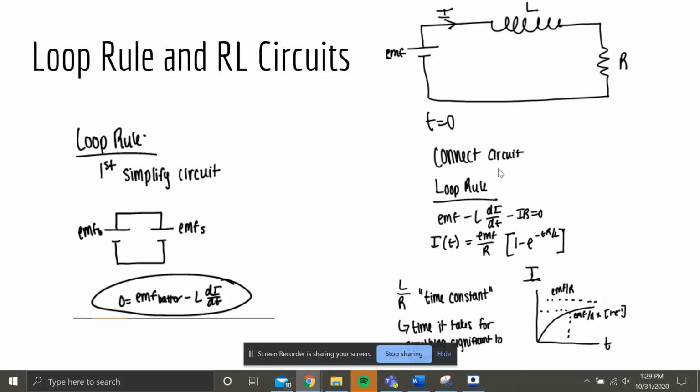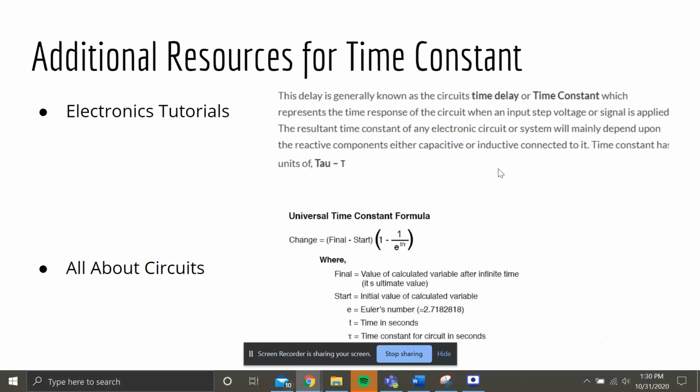We also learned about the time constant, which is L over R, and this is the time it takes for something significant to happen to the circuit. I found the idea of the time constant to be a little confusing and was curious about what they meant by something significant happening. So I found a couple of resources that helped explain it.